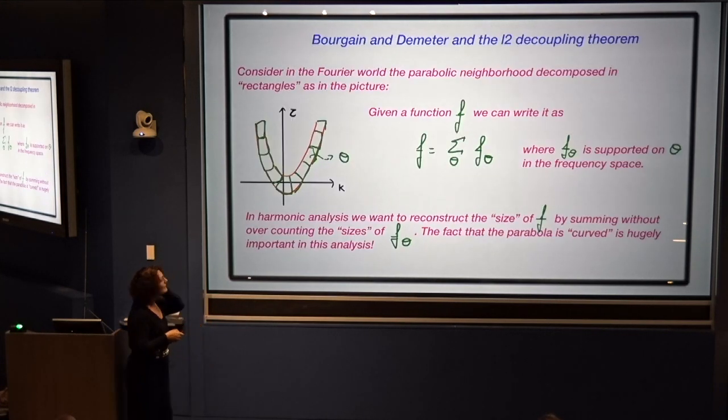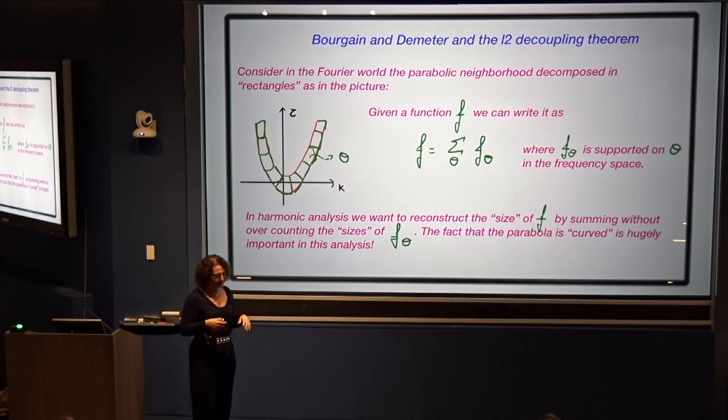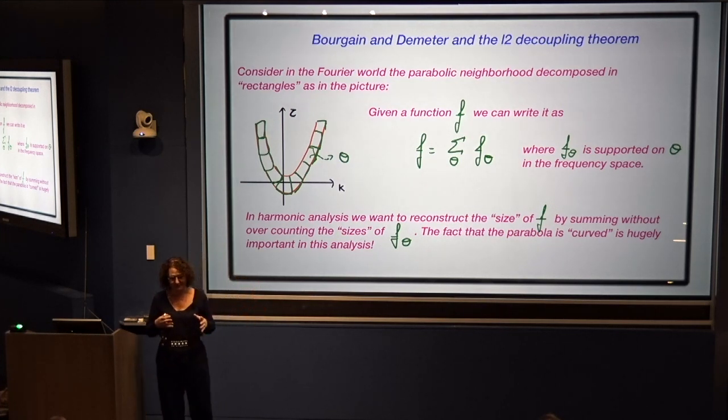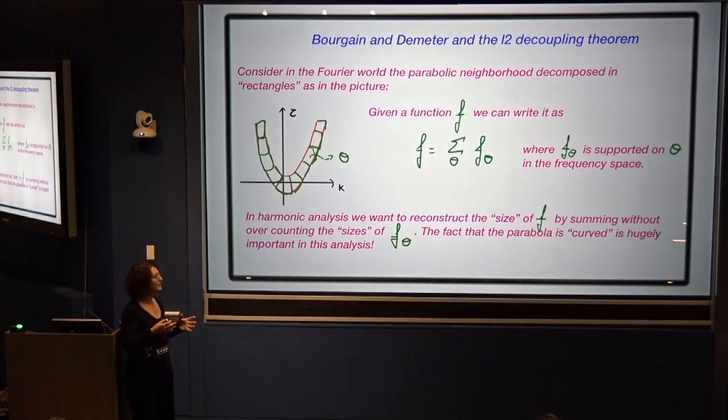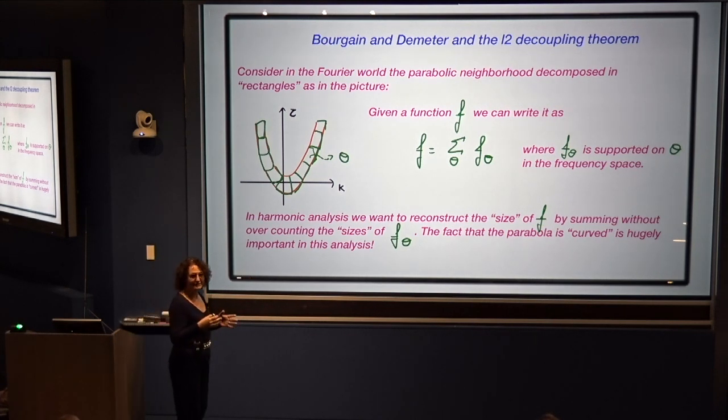But then in 2014 or so, Bourgain and Demeter solved, not exactly Strichartz's estimate per se, but a very important conjecture in harmonic analysis called the L2 decoupling conjecture. Now it's a theorem. And I wanted to explain a little bit what that is.